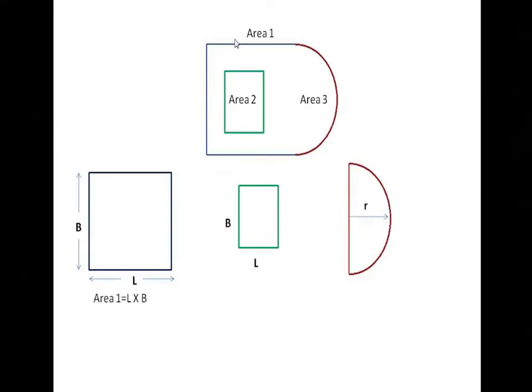So what is the area of the first sub-geometry? That is area 1, the length into breadth. Area of the second sub-geometry, that is the square hole, is the length into breadth. And area of the third sub-geometry, that is element number 3, is 1/2 of pi r square. So this is the calculation of each sub-geometry or each element of this complete geometry.